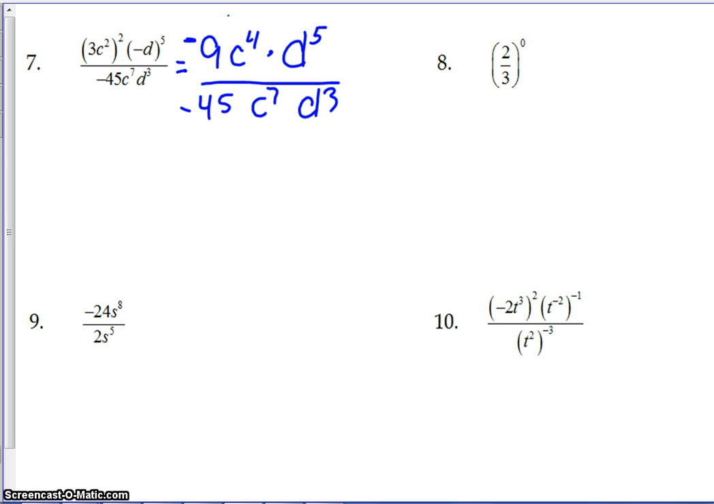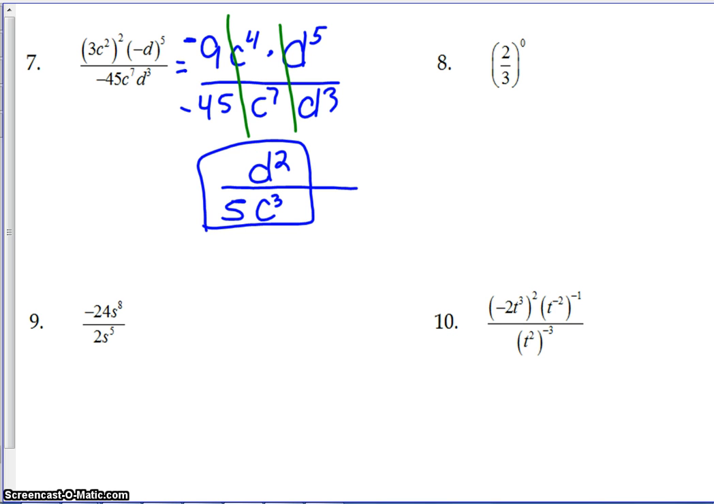So what I'm doing now is I'm kind of thinking to myself, okay, let's put it into categories. How do I reduce negative 9 over negative 45? And the answer is I have a 5 in the denominator. How do I reduce c to the 4th over c to the 7th? It's c to the 3rd in the denominator. Then how do I reduce d to the 5th and d to the 3rd? It turns out to d to the 2nd in the numerator. This is here my answer. So that's my final answer, d squared over 5c to the 3rd.